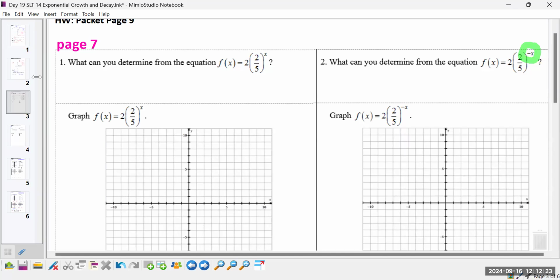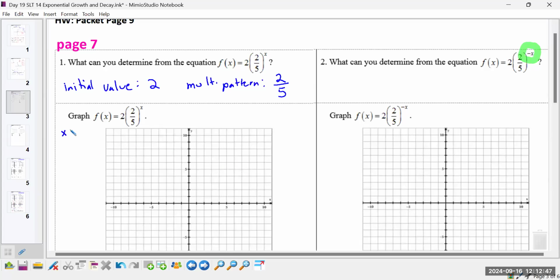What can you determine? What is the initial value? And what is the multiplication pattern? The initial value is 2. And the multiplication pattern is 2/5, which is between 0 and 1. So again, we have another decay. I'm going to pick a few points here, not too many.